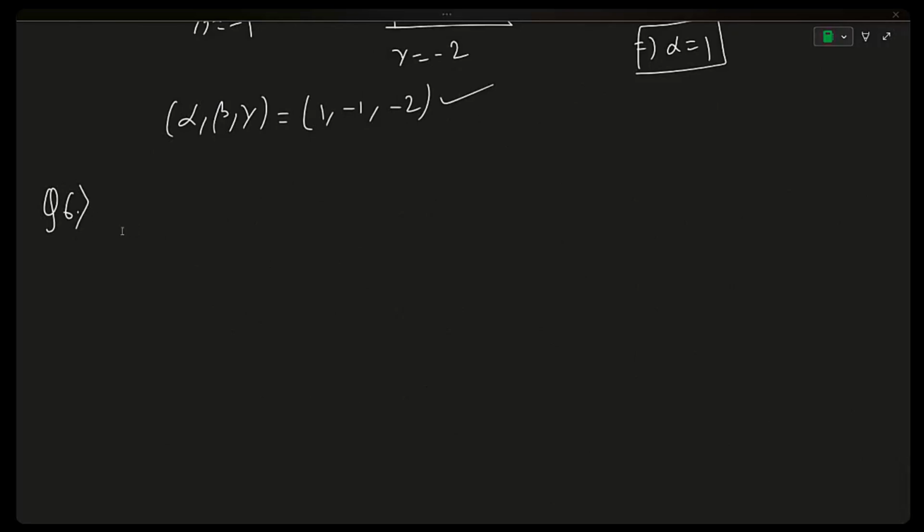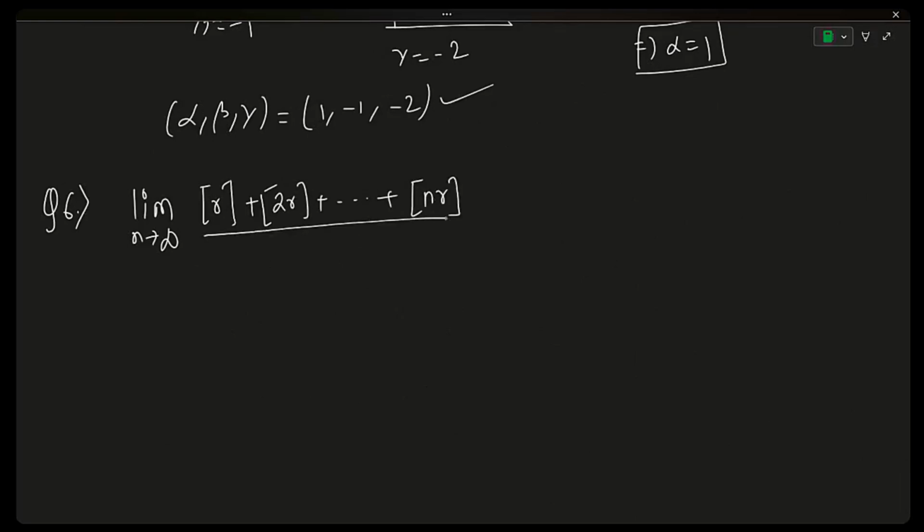Question 6, we have limit n tends to infinity, box of r plus box of 2r plus all the way up to box of nr, whole divided by n square, and we have to find the value of this, given that box function is the greatest integer function. It is the GIF function. In order to do this kind of question, whenever the GIF is involved in any limit, we always would like to use the squeeze theorem.